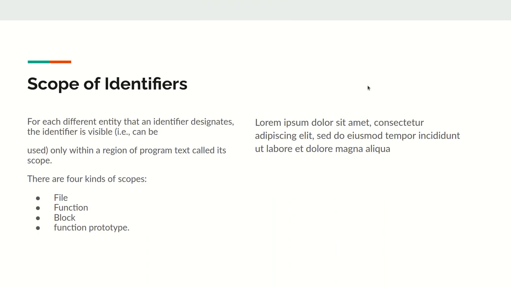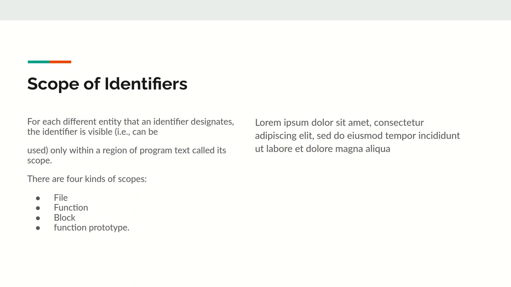We'll see the scope of identifiers. This is one concept defined in the specification. For each different entity that an identifier designates, the identifier is visible, and can be used, only within a region of program text called its scope. So this is the definition of the scope.